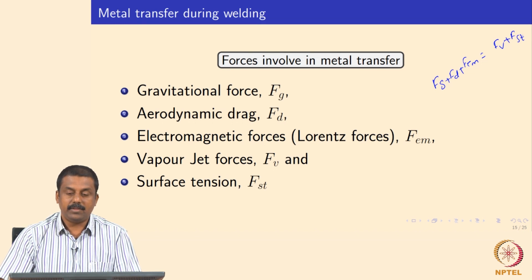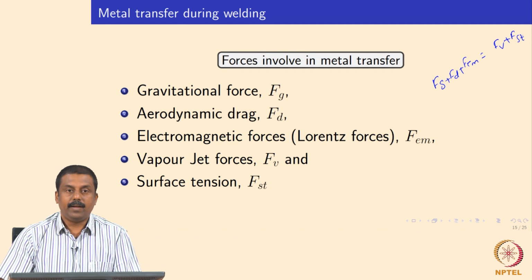At lower currents, you can imagine that the most important force that detaches the droplet from the electrode tip is gravity, because the Lorentz force is minimal. So once the molten droplet gains enough mass, it can be pulled by gravity, and that determines the detachment characteristics. And if the current is higher and the Lorentz force supersedes gravity, then the droplet can be detached with a smaller diameter or with low mass.